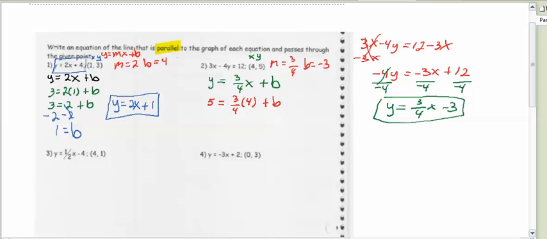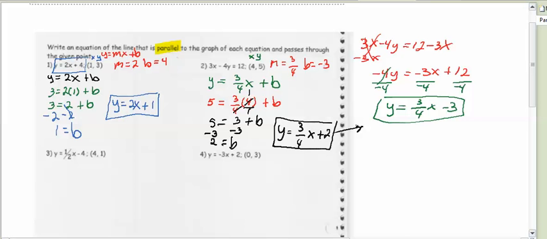I'm going to make this a fraction by putting a 1 under it. I can now cross cancel the 4's, and I get 5 on this side. 3 times 1 is 3, plus b. Subtract 3, subtract 3, my b is equal to 2. So now I use the same slope. y is equal to 3 over 4x plus 2. That's a line that is parallel to that line. Okay? Number 3.